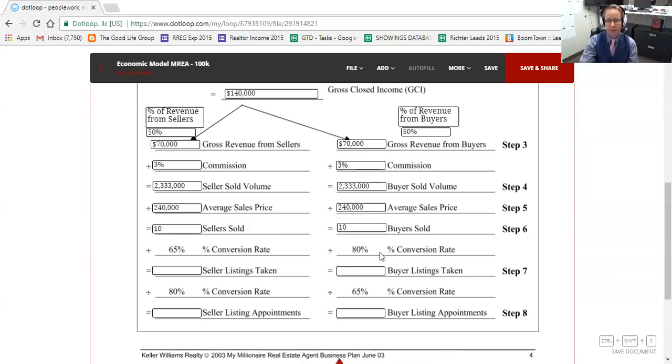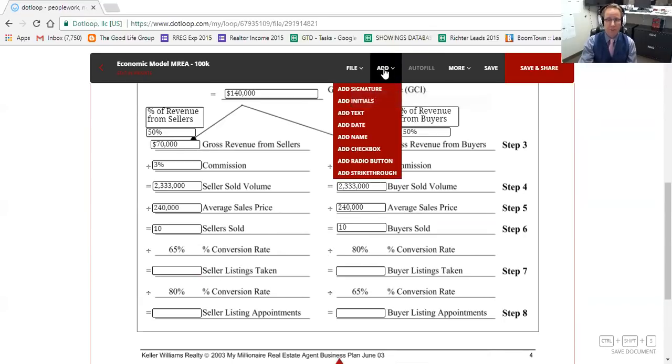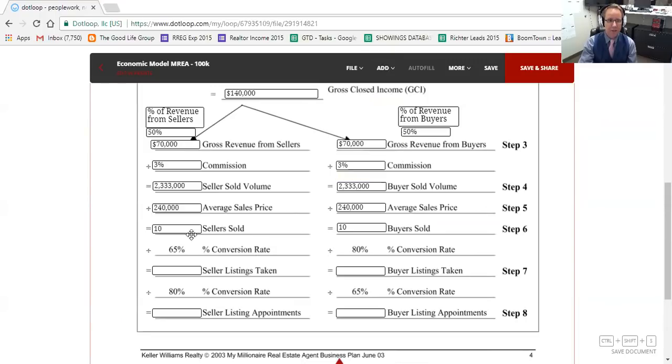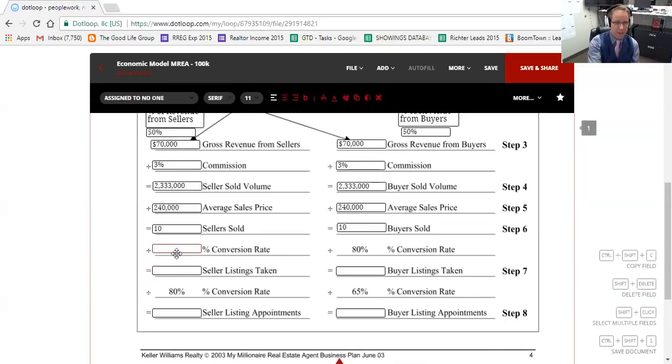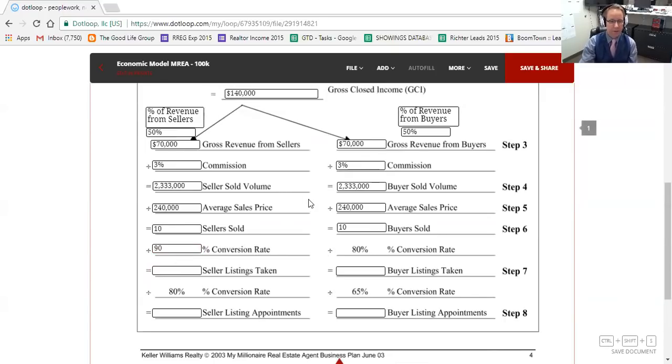Now, these conversion rates right here are straight out of the Millionaire Real Estate Agent book. So on average, in all markets, for sellers, 65% of listings sell, and 80% of buyers where you get an agency agreement actually wind up buying. In this market, it's a pretty strong seller's market. So I think it's fair to say that you could take this 65% and bump that up. In this market, I'd say probably 90% of listings is a pretty reasonable number to expect.